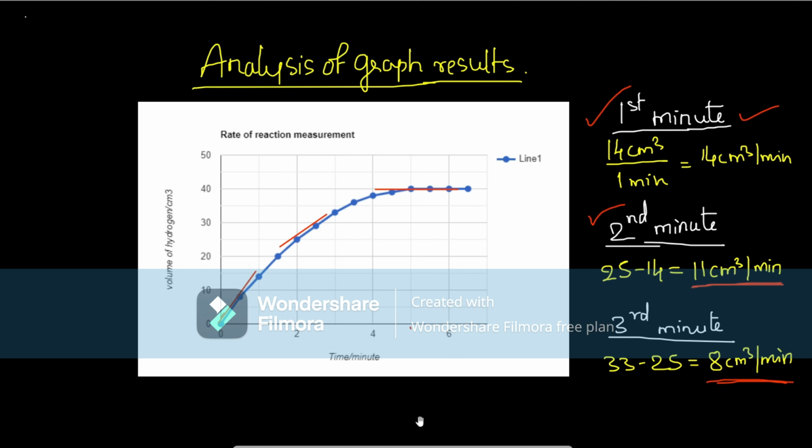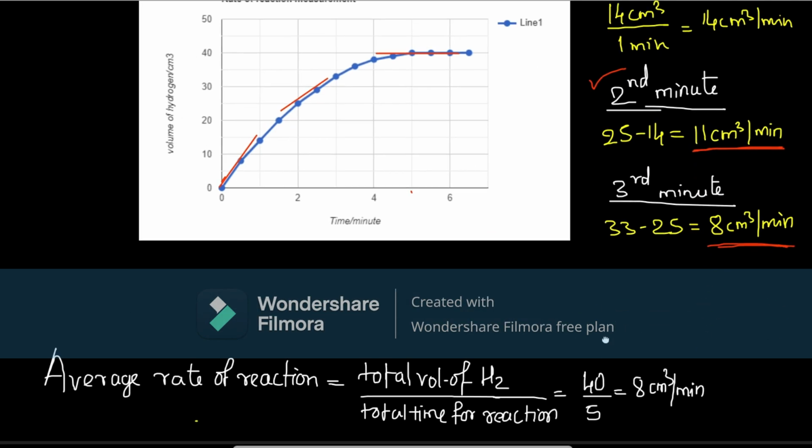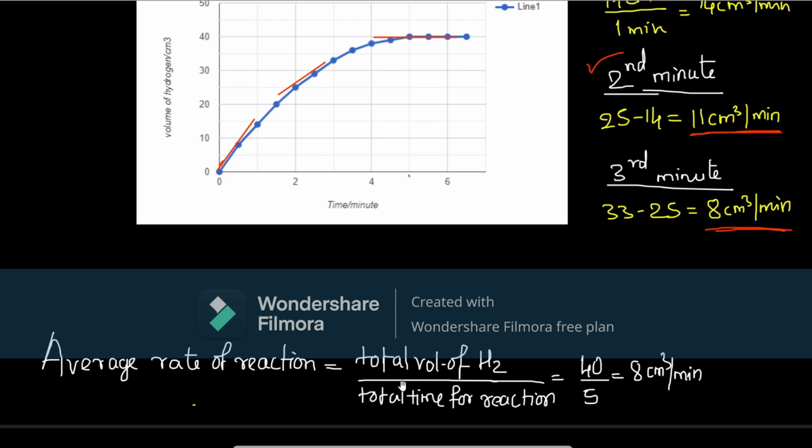Okay, so altogether, if you want to find the average rate of reaction, how do you find it? You will take the total volume of hydrogen collected and divide it by the total time taken for the reaction. So total volume collected is 40 cm cube, and you can see at 5 minutes it reached 40. After 5 minutes it remains 40, means you will take 5 minutes as the total time for reaction. So when you do that, you will get 8 cm cube per minute as the average rate of reaction. So this method can be used for any reaction where one of the products is gas. Only one of the products is gas.